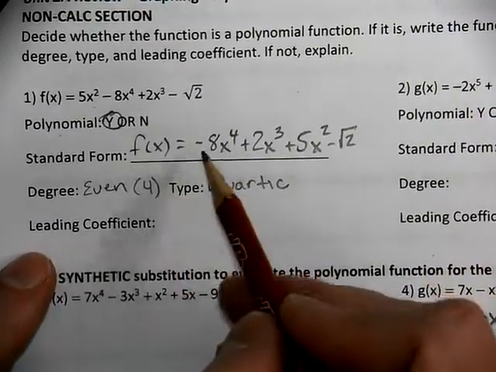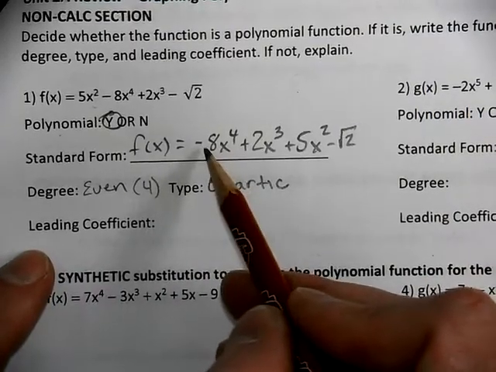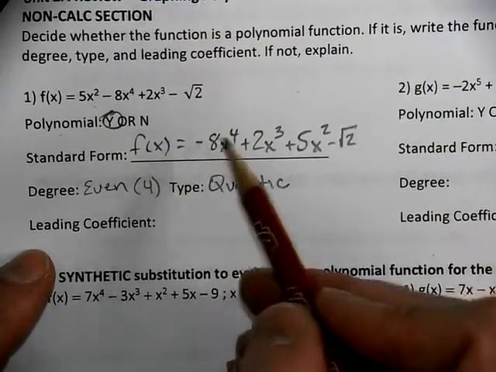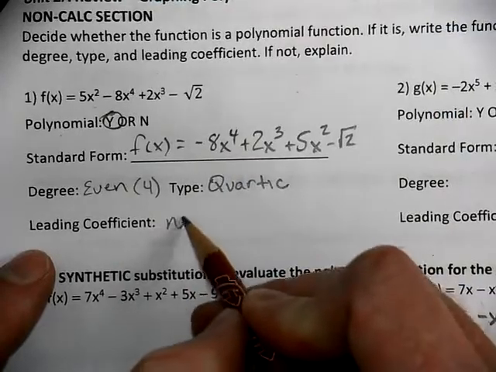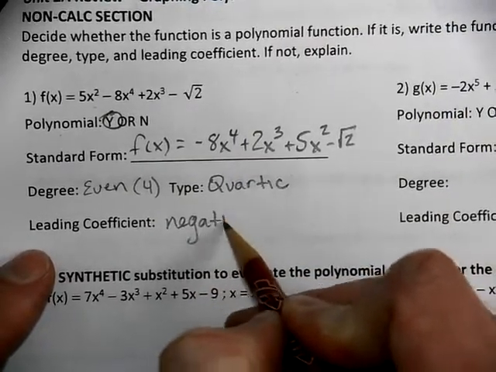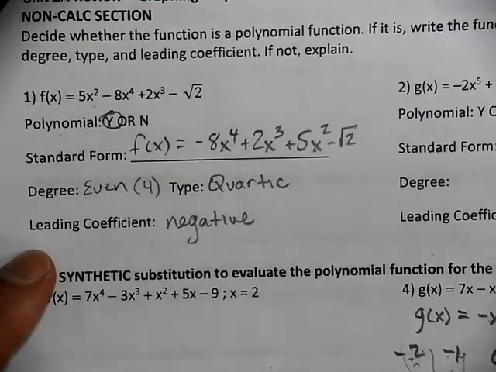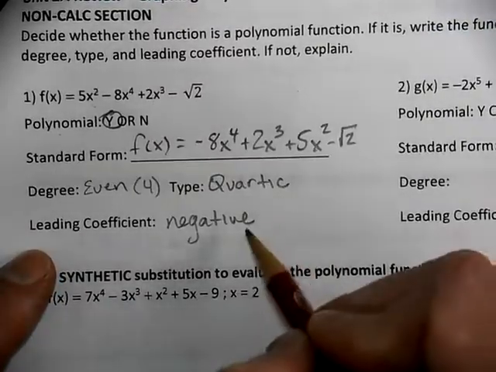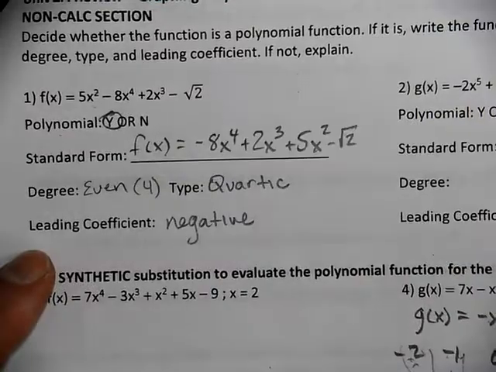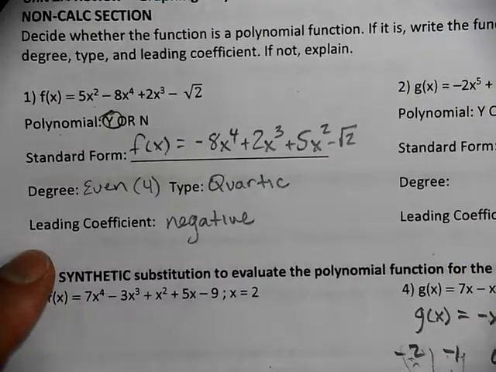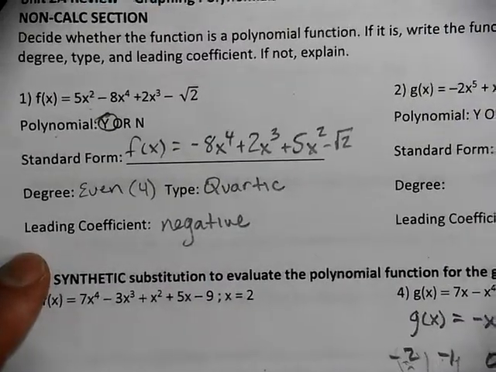The leading coefficient, we see that it's negative 8. More importantly than the negative 8 part is that it is negative. If you want to state that it's a negative 8 specifically, that's fine, but the negative is what we're looking for. That is what affects how it acts on a graph.